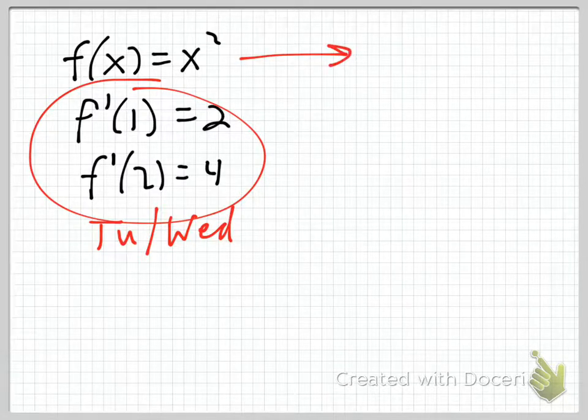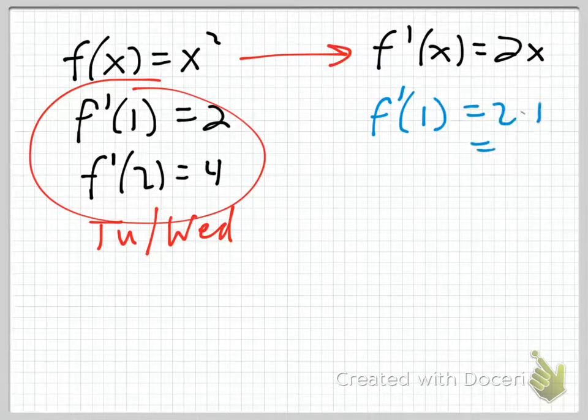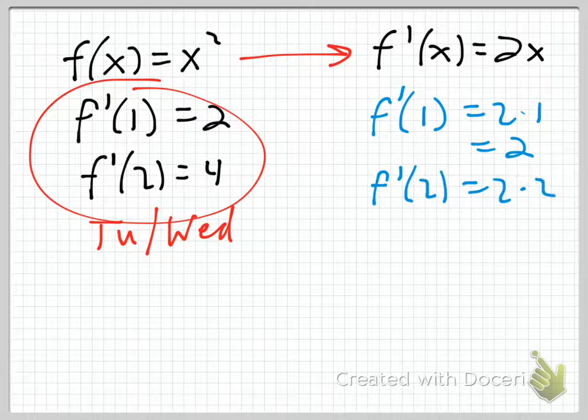But today we found that f prime of x is equal to 2x, and now we can substitute in values of x like we did the other day. So f prime at 1 is 2 times 1, well, that's 2. So f prime at 2 is 2 times 2, and that's 4. And so we don't have to go back and use the definition of the derivative at a point.